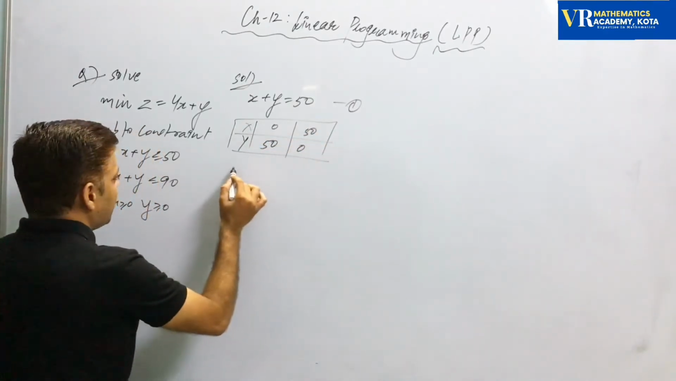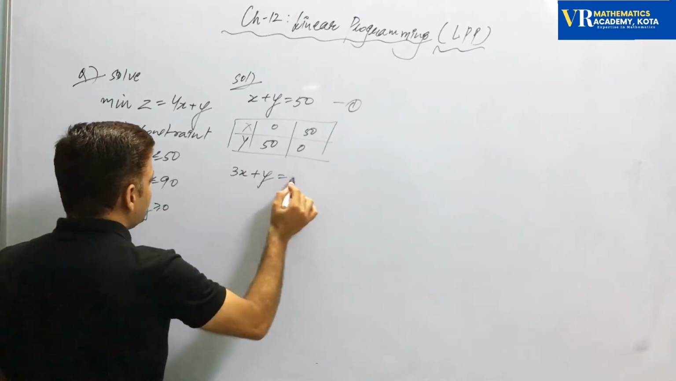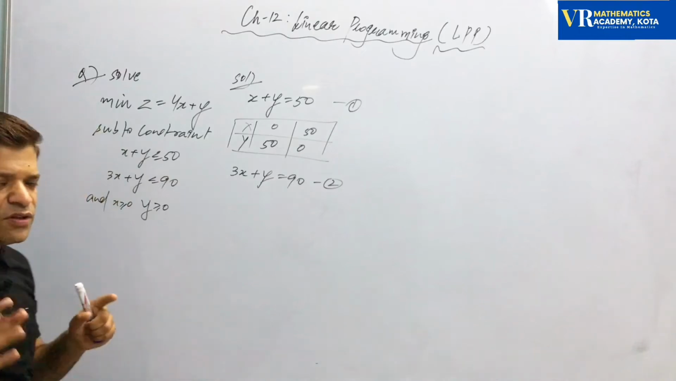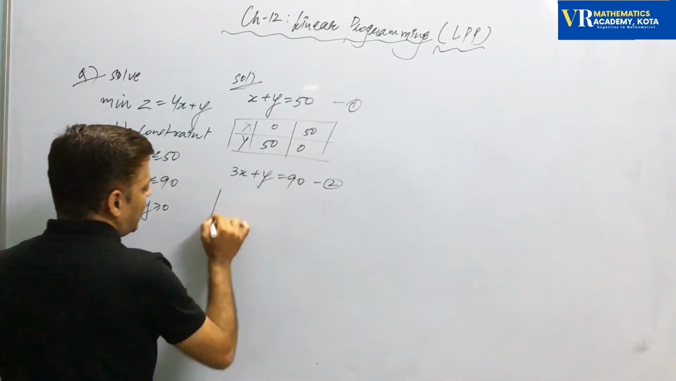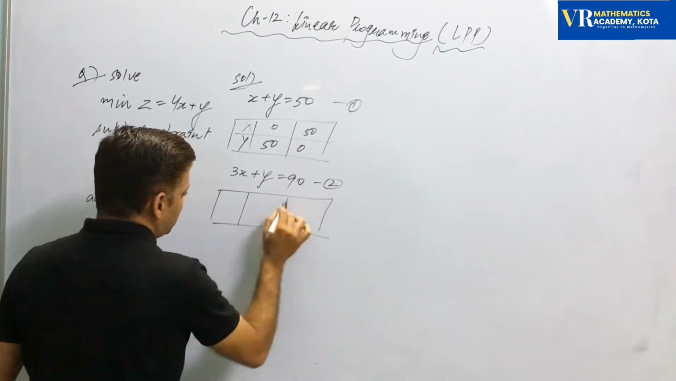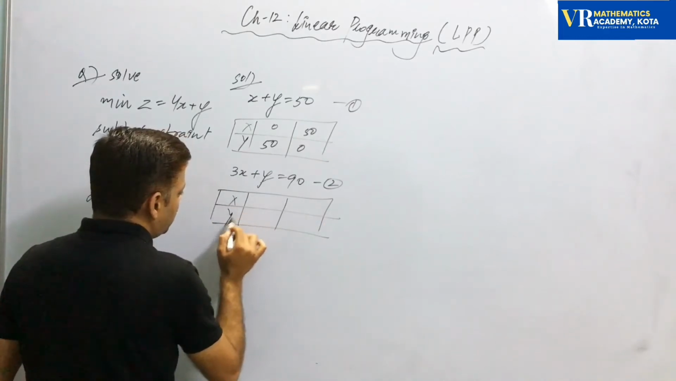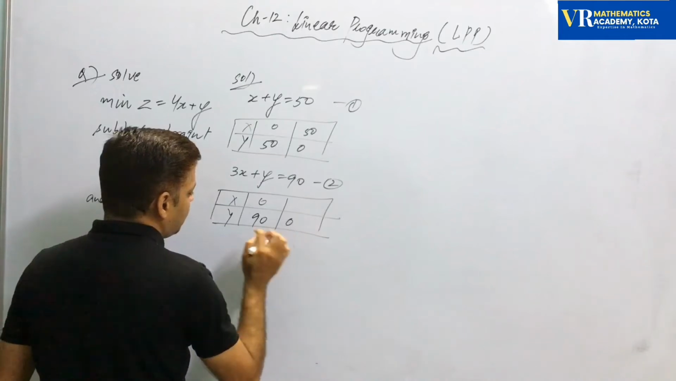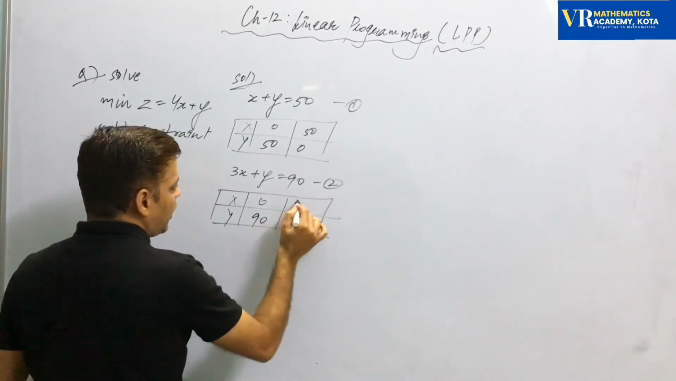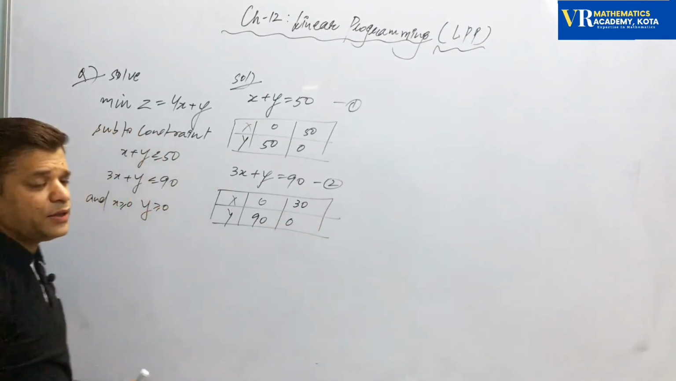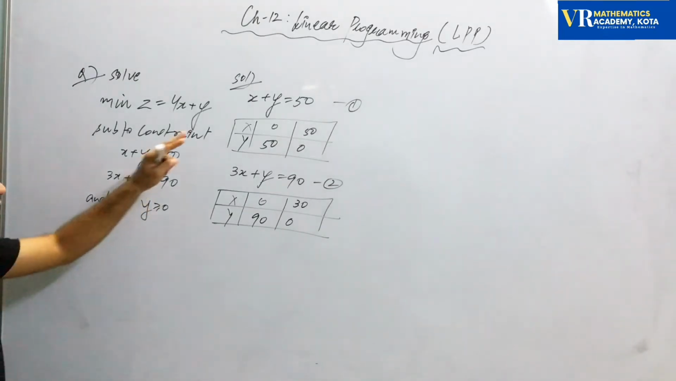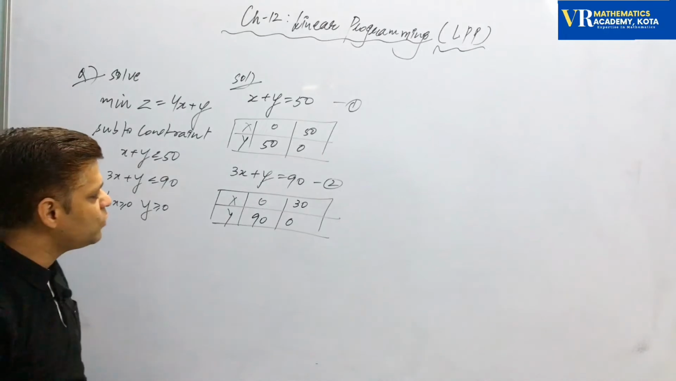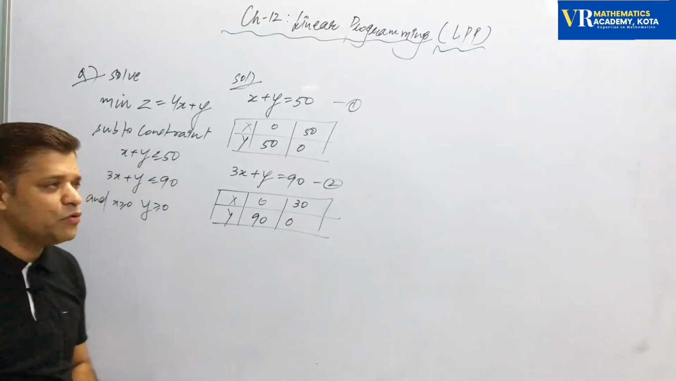The second inequality we change into the equation 3x + y = 90. When we draw its table, when we put x = 0, then y = 90, and when we put y = 0, x = 30. So here we draw the table of both equations, x + y = 50 and 3x + y = 90.